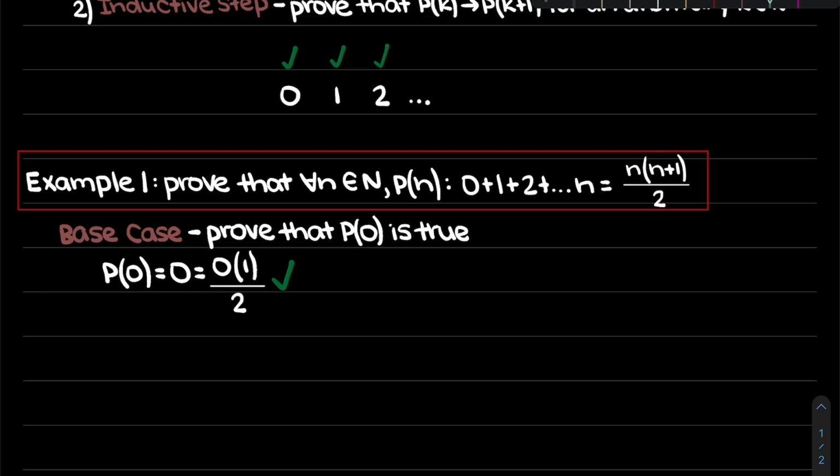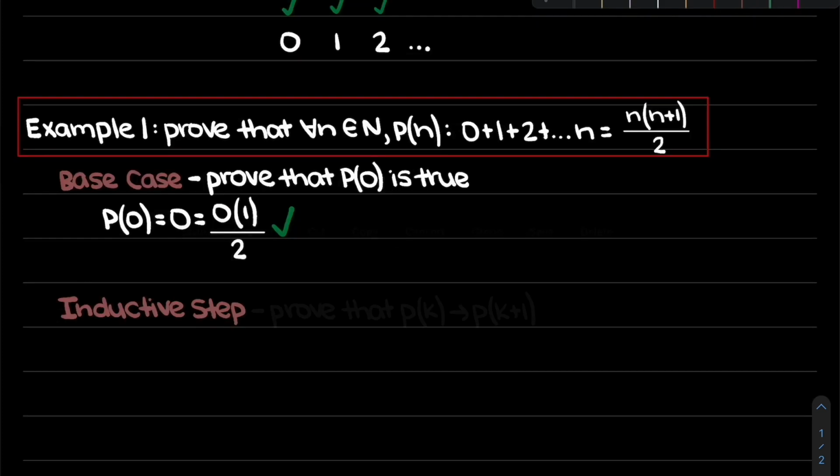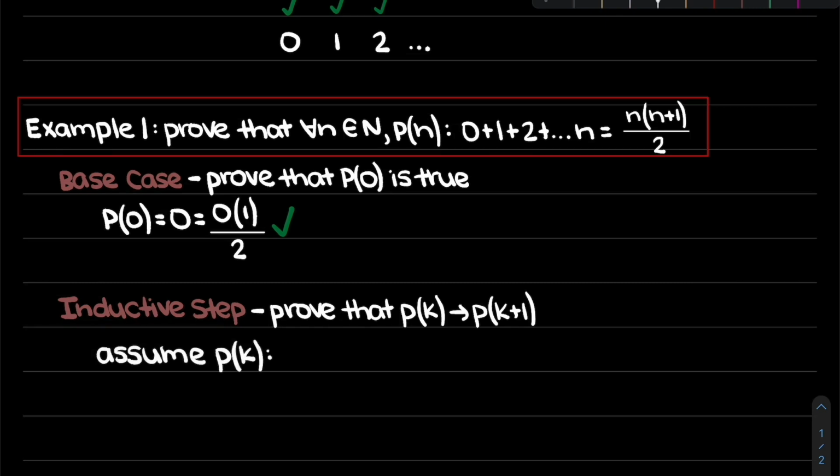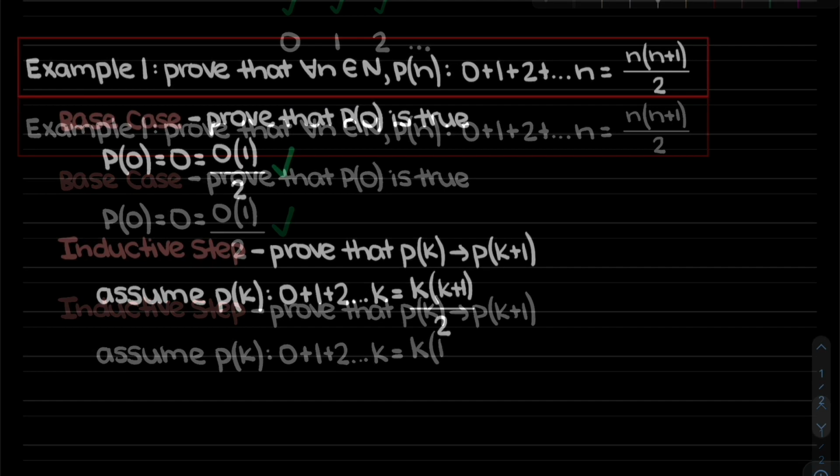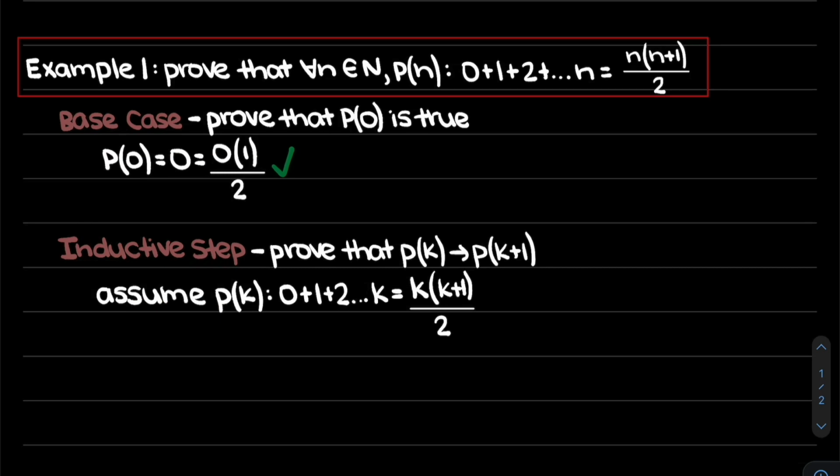Now we can move on to the inductive step, in which we prove that P(k) implies P(k+1). So we're going to assume P(k), which means the sum of the natural numbers from 0 to k is equal to k times (k+1) over 2. This assumption is called the inductive hypothesis.